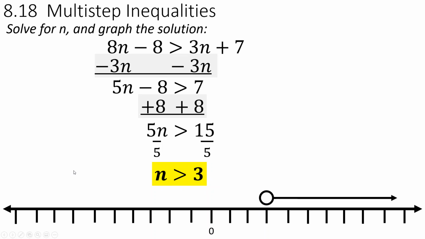That is about it. I hope this helps. Best of luck to you. In this problem, you didn't have to reverse the inequality. You didn't divide by a negative. Now we're done. Bye.